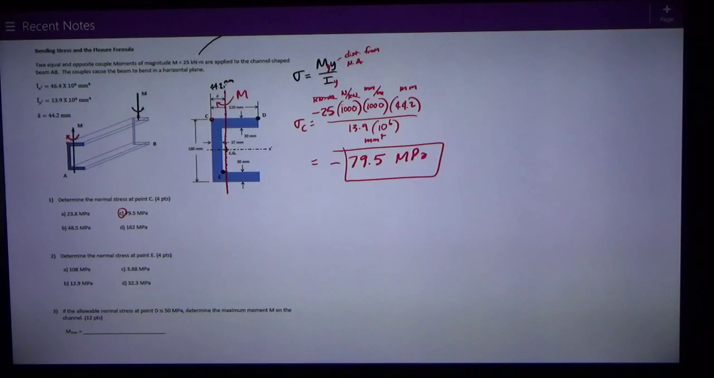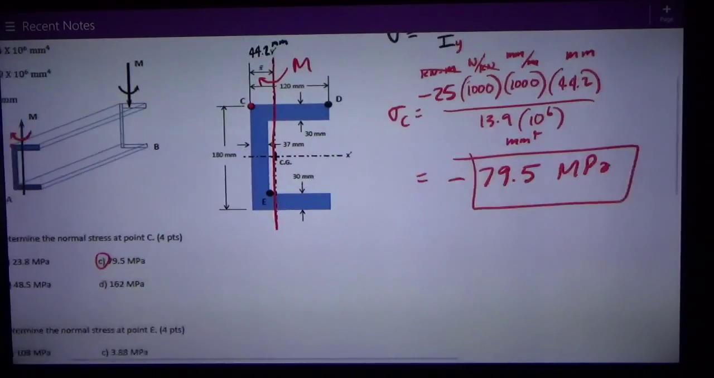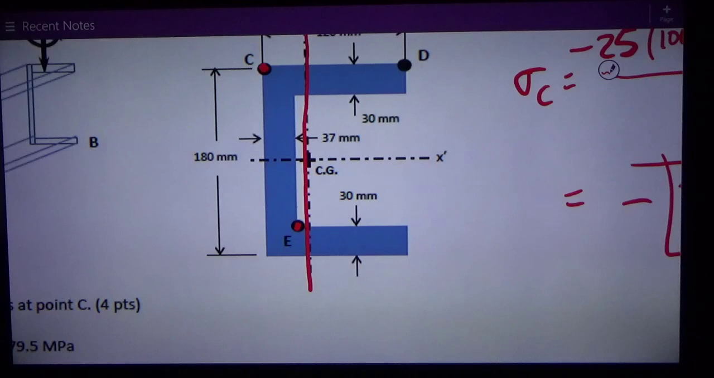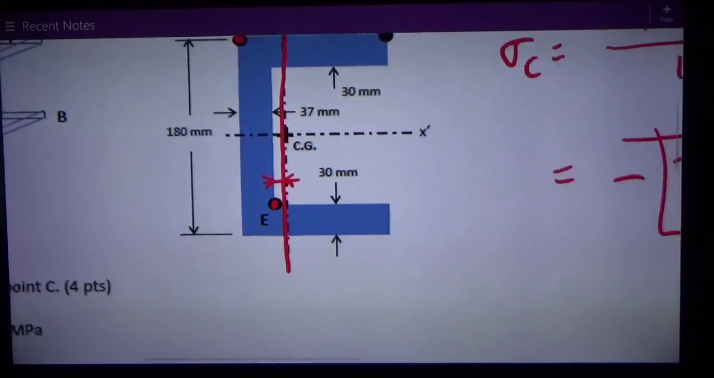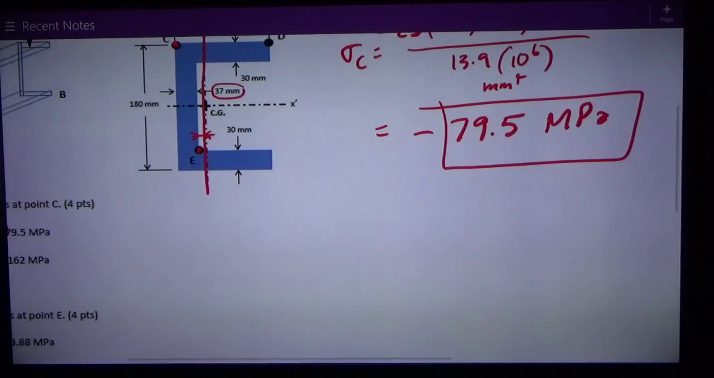For the bending normal stress at point E, which is this point right here, the numbers are still the same except for that x distance, or the distance from the neutral axis to point E. That is that distance right there, a small little distance. I'm told that the web of this thing is 37 millimeters, so that distance from the neutral axis is 44.2 minus 37.